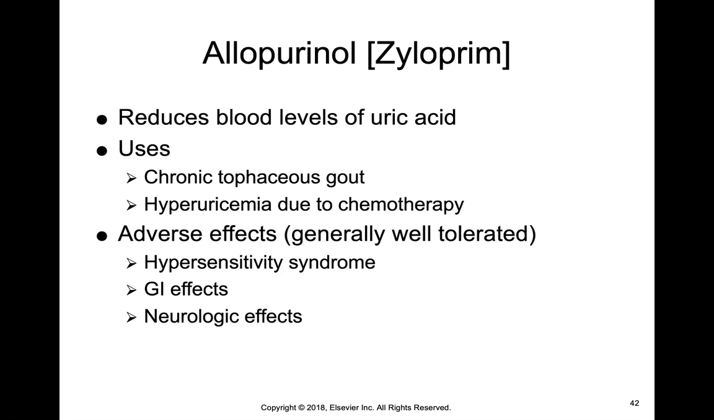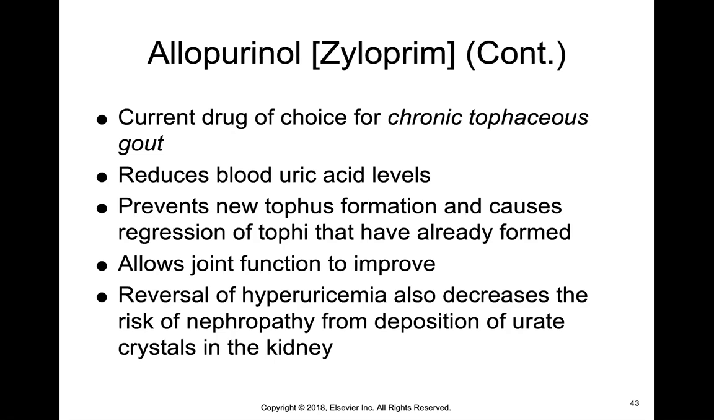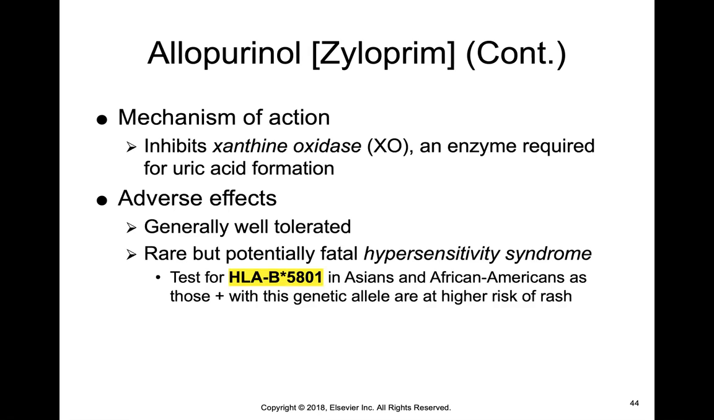Allopurinol can reduce blood levels of uric acid, and it's generally well tolerated. So like I said, it's the current drug of choice. It reduces blood uric acid levels, prevents tophus formation, and causes regression of tophi that have already been formed. So it is a xanthine oxidase inhibitor, which is an enzyme required for uric acid formation.